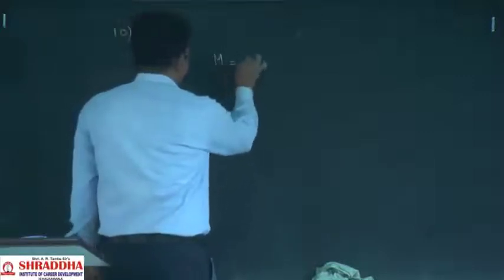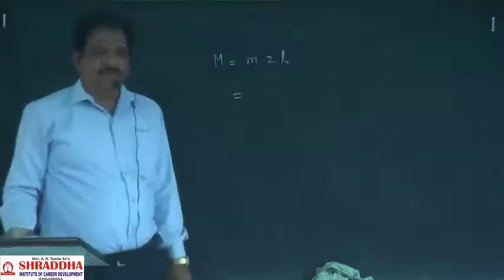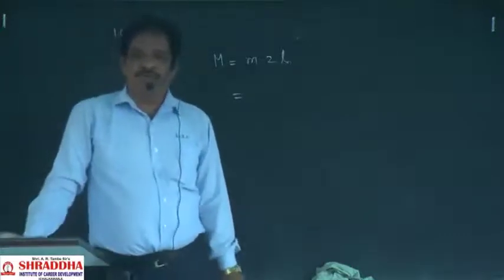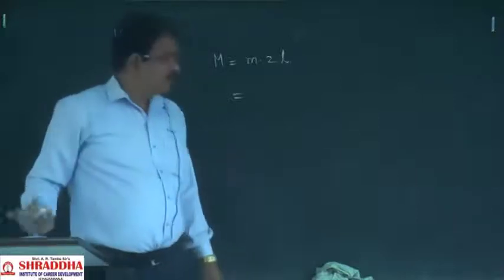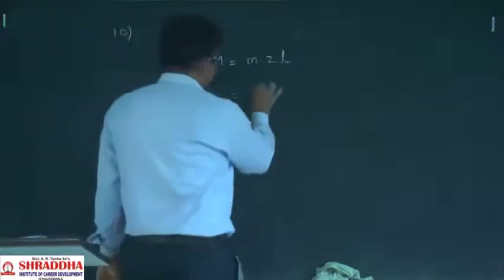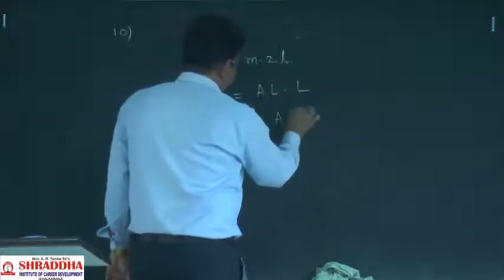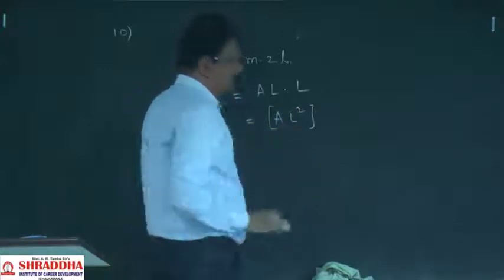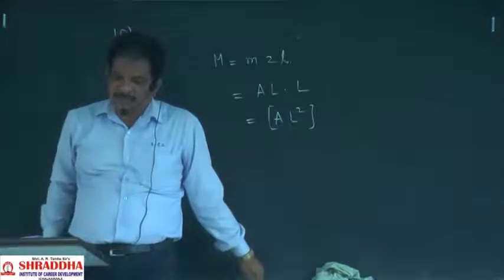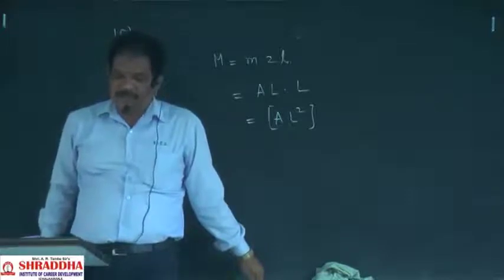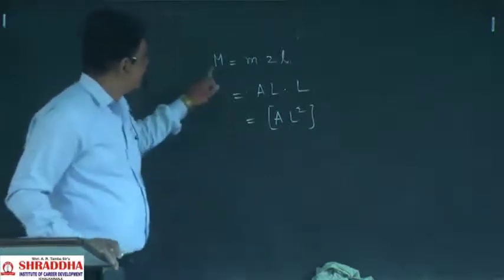Magnetic moment dimensional formula: small m into 2L, that value will be equal to capital M. Small m dimensional formula will be AL. Length dimensional formula will be L. So this is equal to AL square. Okay. So magnetic moment dimensional formula is L square A or AL square.